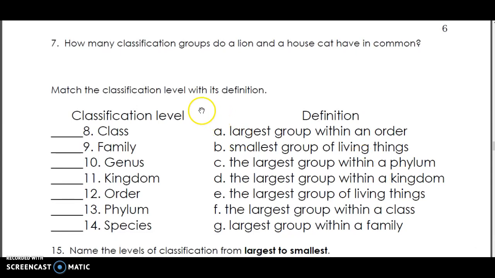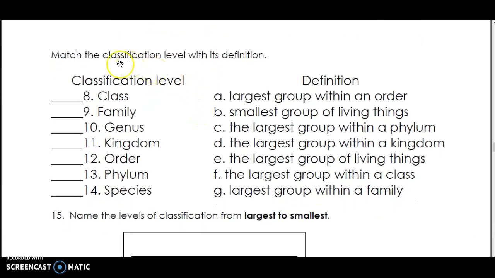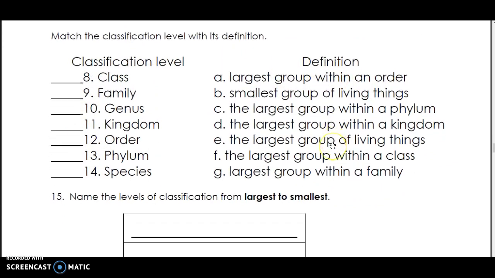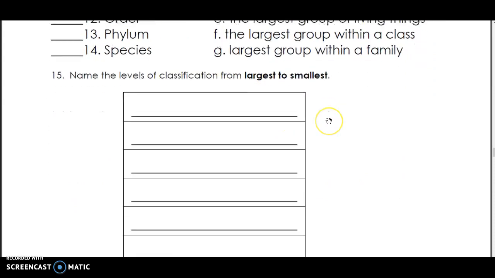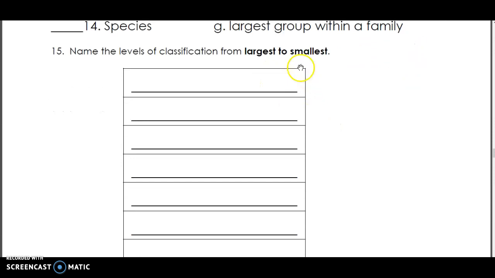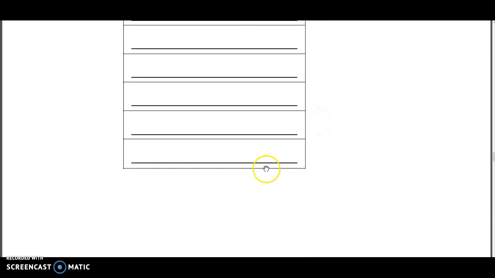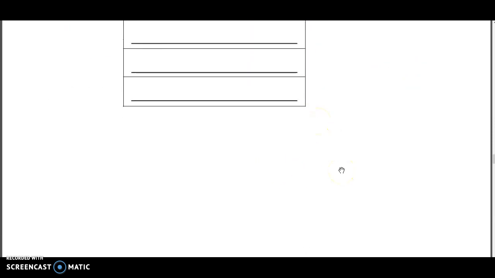And then match the classification level with its definition. So you've got the classification level and its definition. Name the levels of classification from largest to smallest for number 15. So largest goes up here and the smallest classification level goes at the bottom.